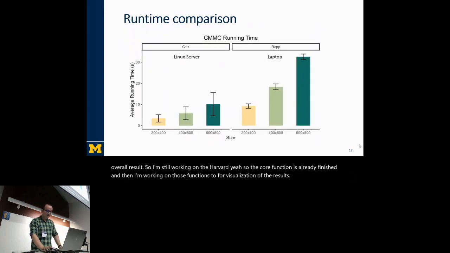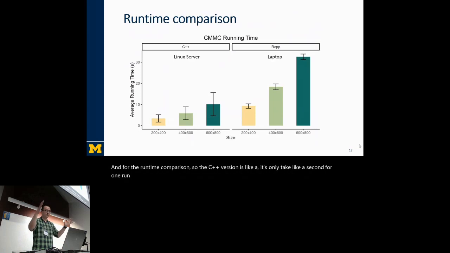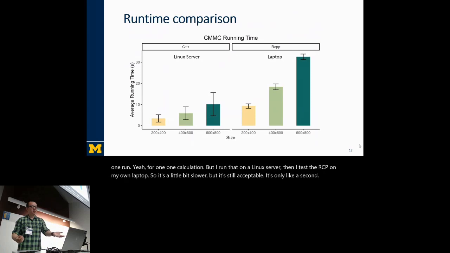For the runtime comparison, the C++ version only takes about a second for one calculation, but I run that on a Linux server. Then I tested the Rcpp version on my own laptop. It's a little bit slower, but still acceptable. It's only about half a minute for the biggest matrix.